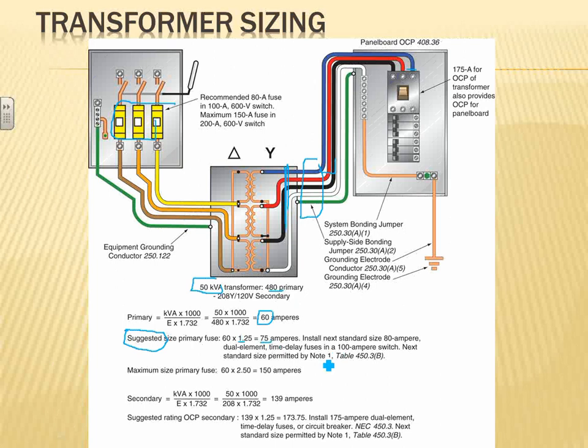And we have note number 1. It says you can go up. So I go to an 80 amp circuit breaker. In this case we're sizing, so I have installed the next standard size, 80 amp dual element time delay fuse. That's my fuse going to be an 80 amps.